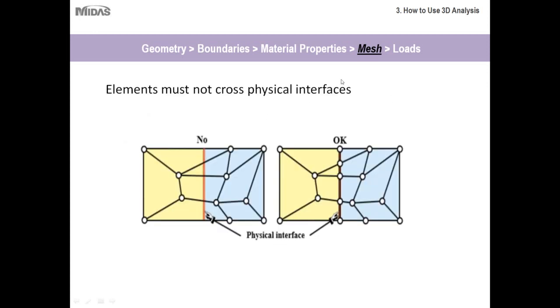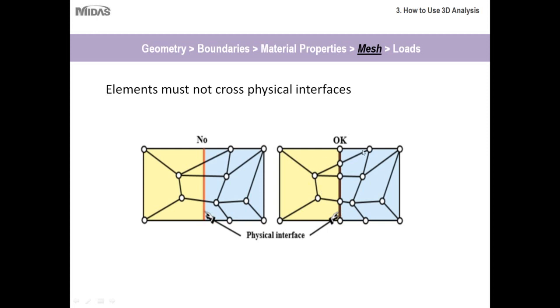Okay, and then another rule of thumb is that elements must not cross physical interfaces. So for example, say you have steel on this side and concrete on this side, you want each material property to have its own separate mesh set. You never want to have a mesh share material types. So for example, here would be a bad example. Whereas here, you'd want a physical interface. Usually, there'd be an interface element here. We'll discuss that in detail later.